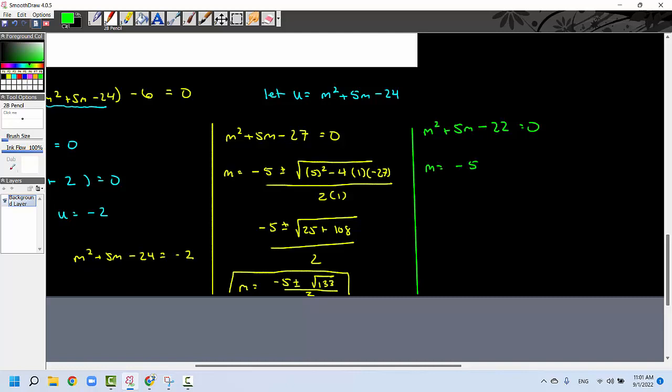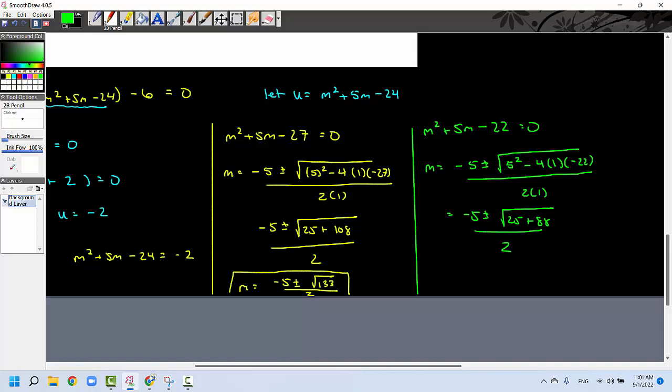-5 plus or minus the square root of b squared, which is 5 squared, minus 4ac, which is -22, all over 2a. That's -5 plus or minus the square root of 25 plus 88, and 25 plus 88 is 113. So this is all over 2: -5 plus or minus root 113 all over 2. And there are 4 solutions to this problem here.